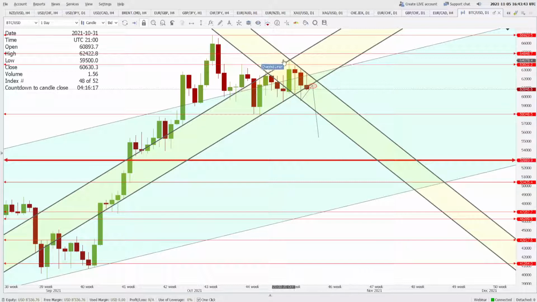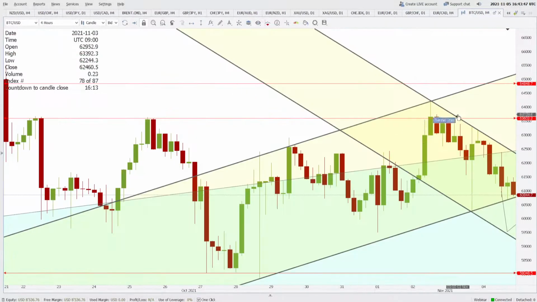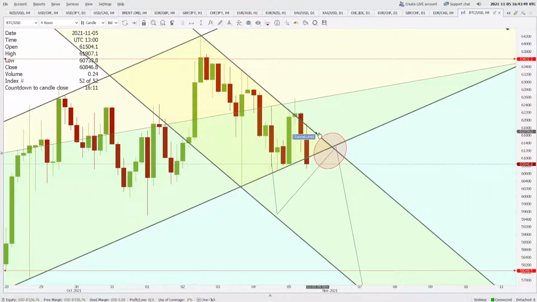Right now the resistance is this falling channel on the 4-hour. This falling channel on the 4-hour is the immediate resistance, and the support is at 58,048, and the resistance on the higher side, that is horizontal, is 63,602 for this market. So that's all for today that I had for you in my basket.